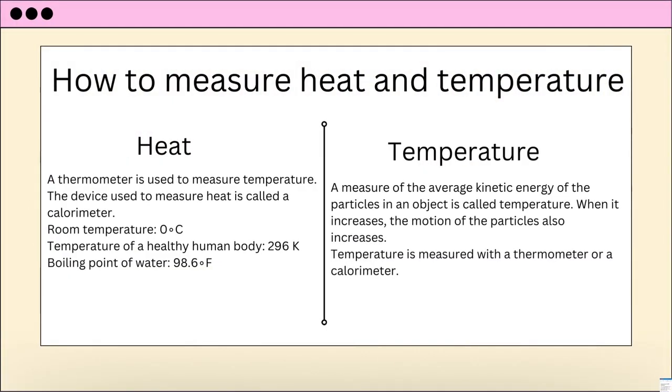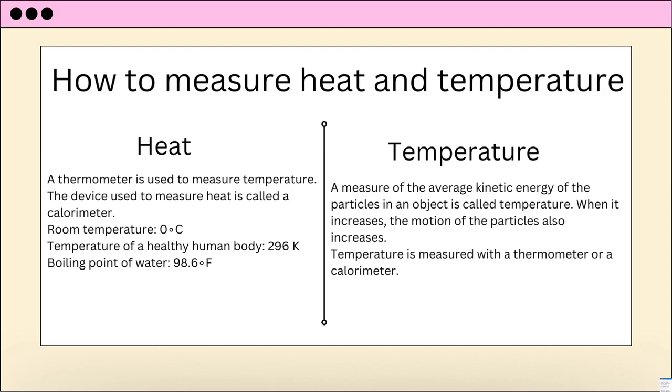How to measure heat and temperature. A thermometer is used to measure temperature. The device used to measure heat is called a calorimeter. Room temperature, 0 C. Temperature of a healthy human body, 296 K. Boiling point of water, 98.6 F.